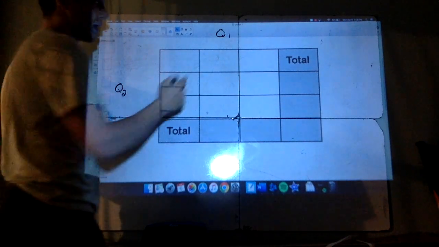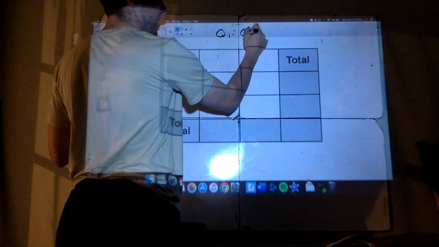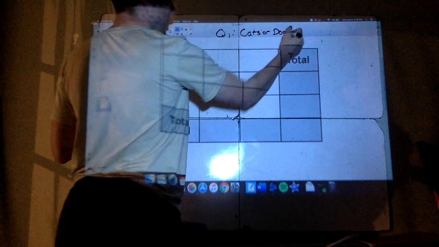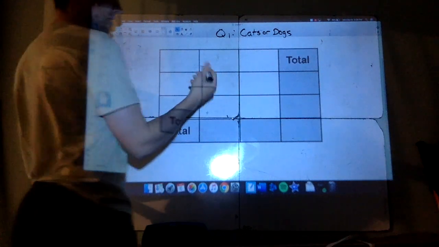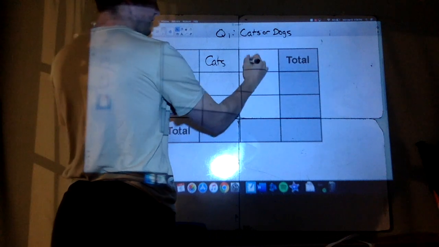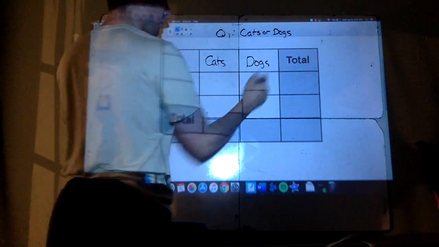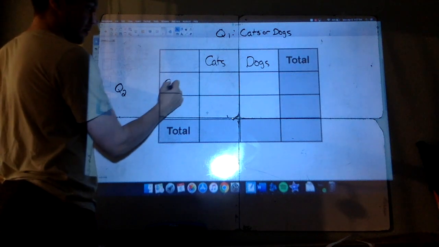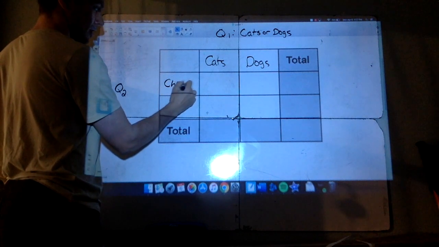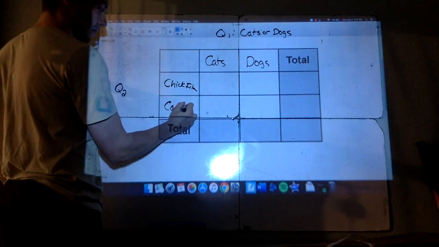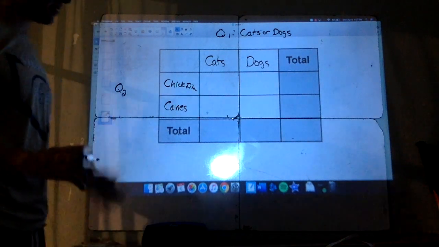So my question 1 would be, let's say cats or dogs. And so I would ask them to say, which do you prefer? So here would be cats, here would be dogs. Now my second question is going to be, which do you prefer? Chick-fil-A or Cane's chicken? And they're going to answer one of those.